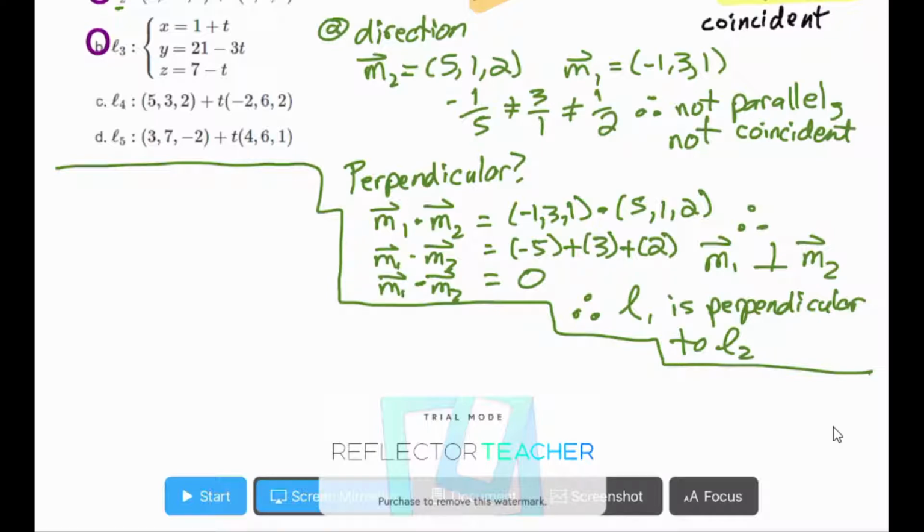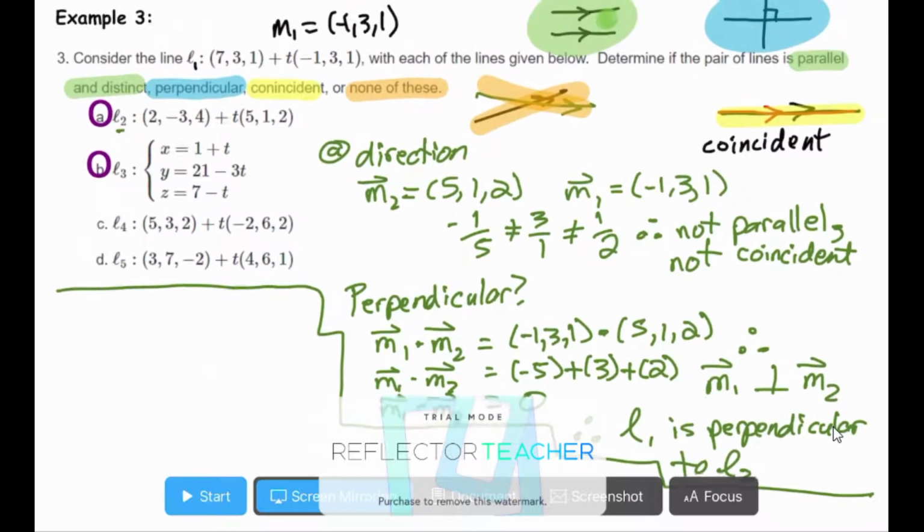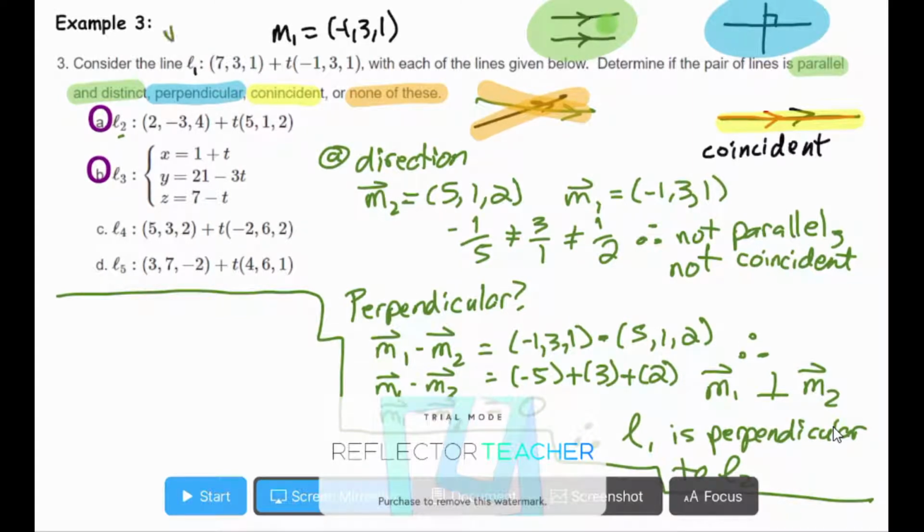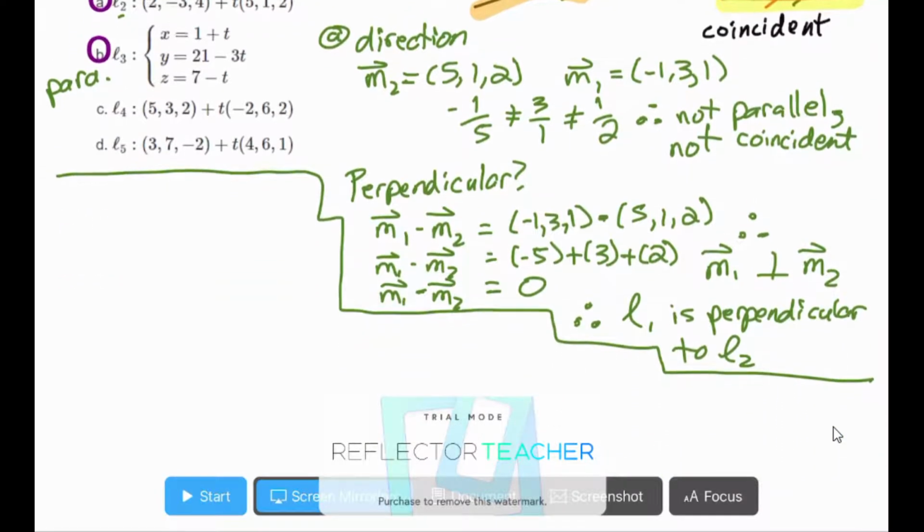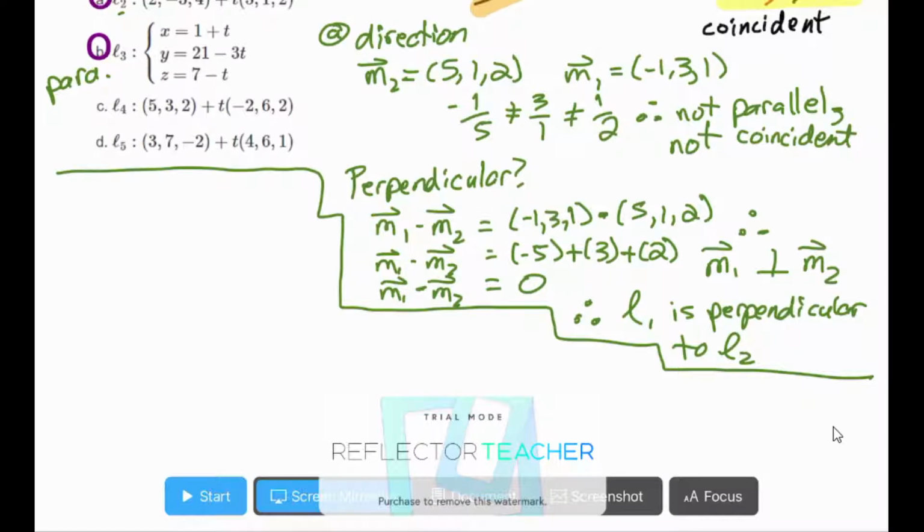Let's take a look at one more example, example B, and notice, we have our vector equation up here for L1, but the equation we're dealing with here for B is going to be parametric. So let's take a look. I want to start by comparing the direction vectors, but in order to do that, I'm going to need to put everything in the same form. So for B, in order to find the direction vector, I need to put L3 into vector form.